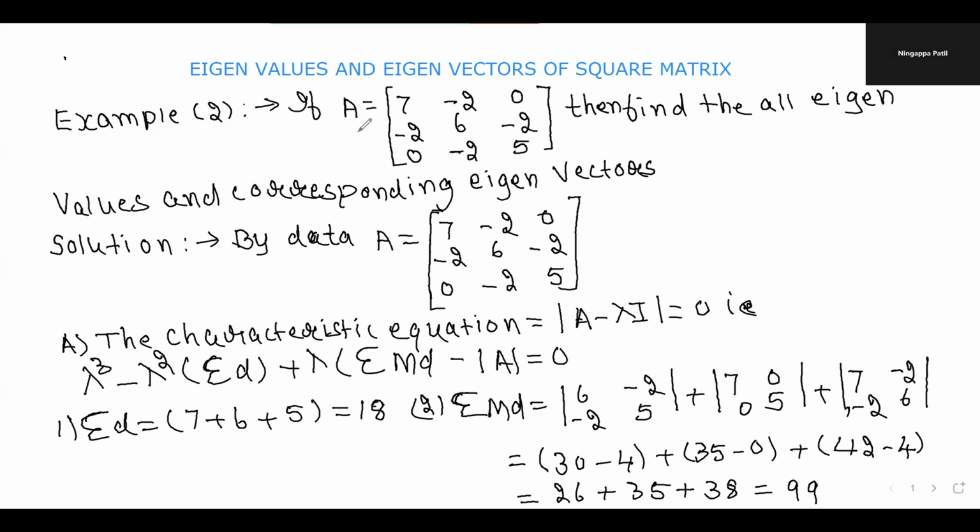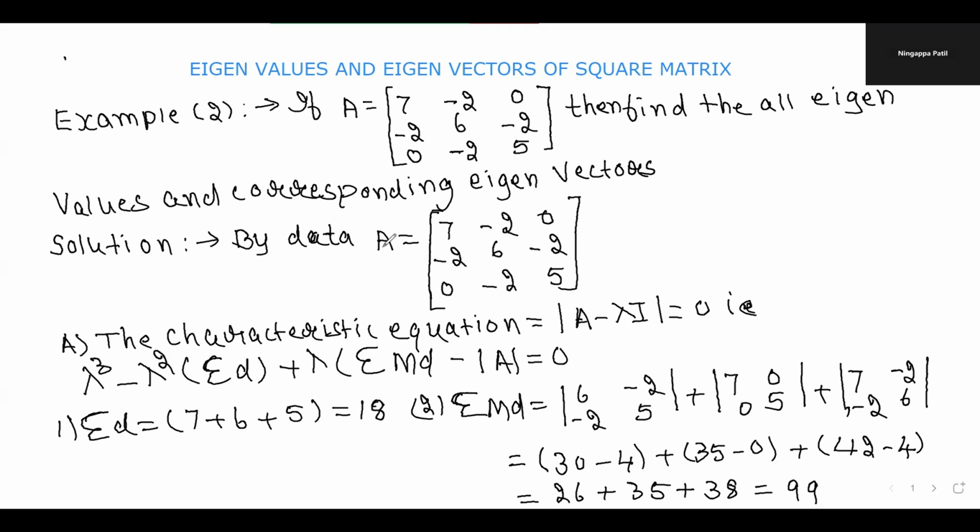If A equal to square matrix 7 minus 2 0, minus 2 6 minus 2, 0 minus 2 5, then find all the eigenvalues and corresponding eigenvectors. This is coming for 7 or 8 marks, and in some universities 10 marks it is coming.